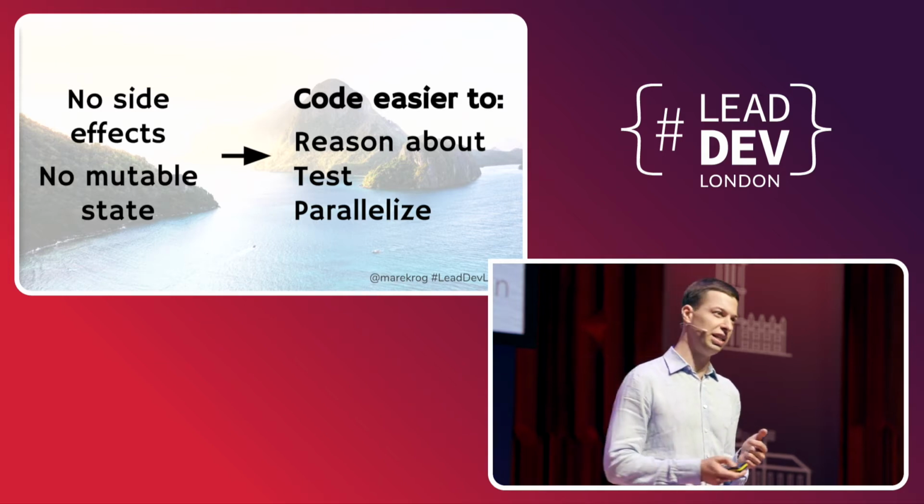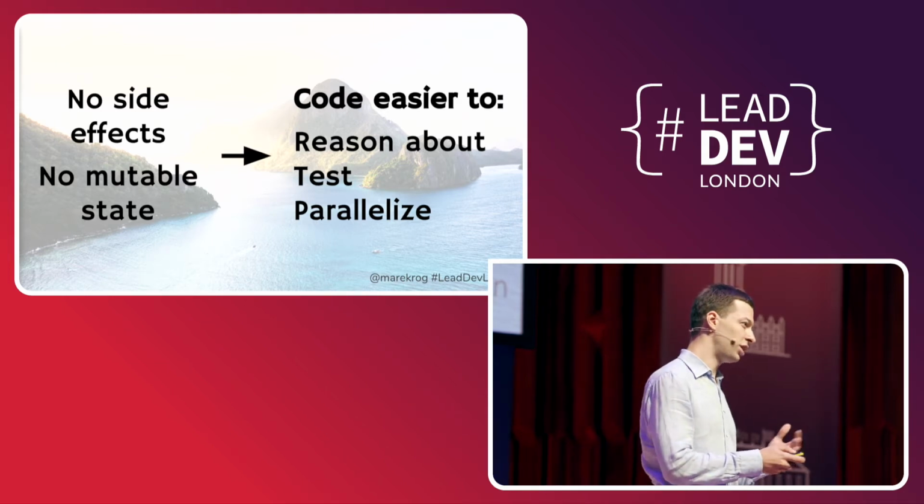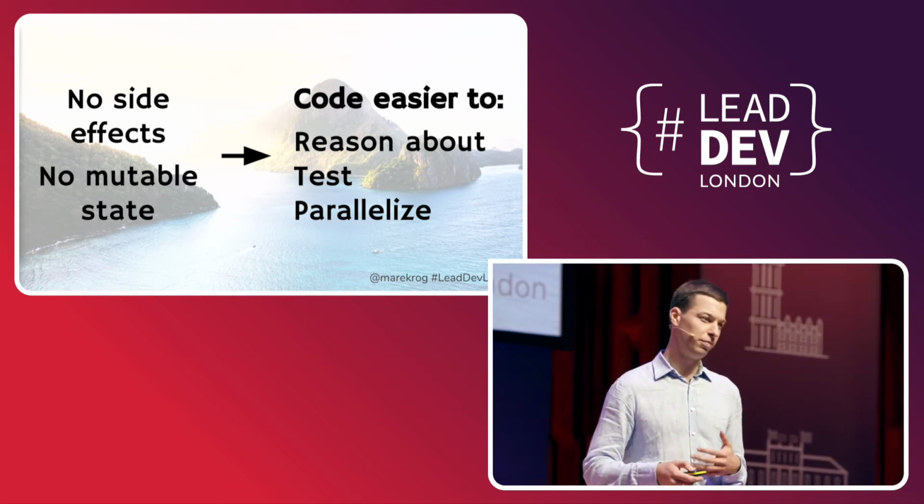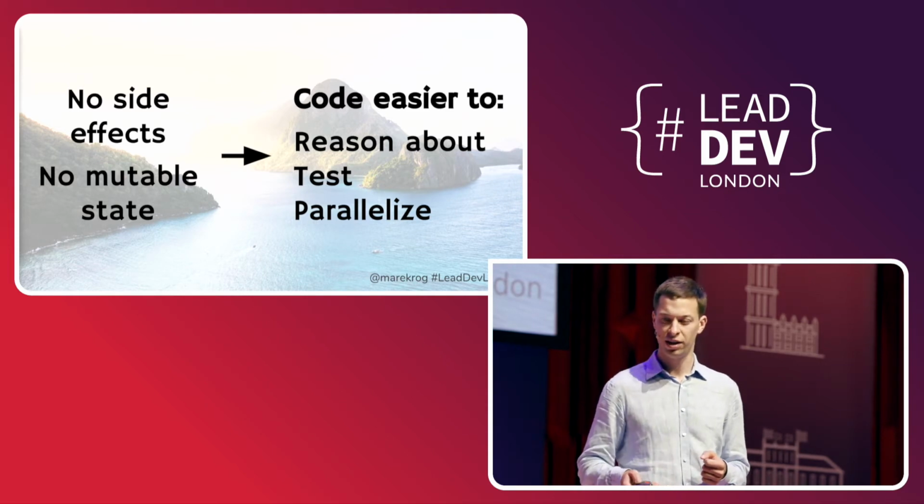And code is easier to parallelize. Since there is no shared mutable state, there can be no race conditions. So we don't have to worry about them. All the communication is explicit.